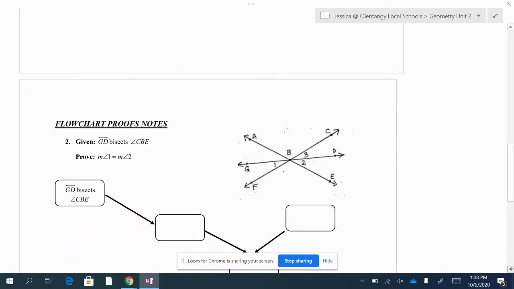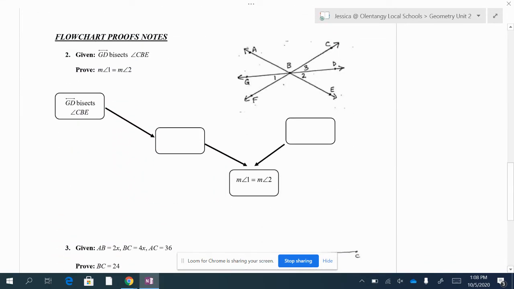Moving on to the back, we start with flowchart proofs. So flowchart proofs are just another way to show a two-column proof that we've been doing. The only difference here is that we have to make arrows, so we have to show in one statement what is connecting to that. So what information am I using to be able to make that statement? Here, you usually put your statements on the inside of the box and your reasons below it. So I'm given that line GD bisects angle CBE, and that's given to me. So I'm writing my reasons below the statements.